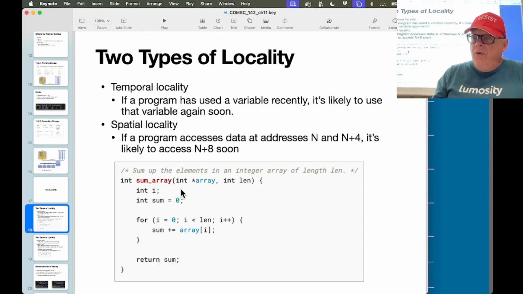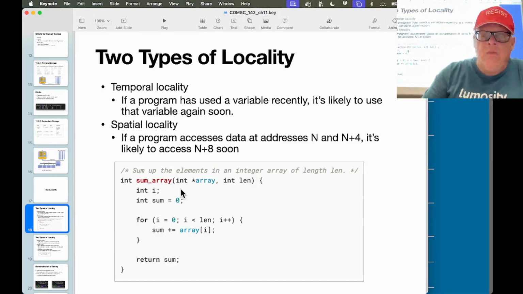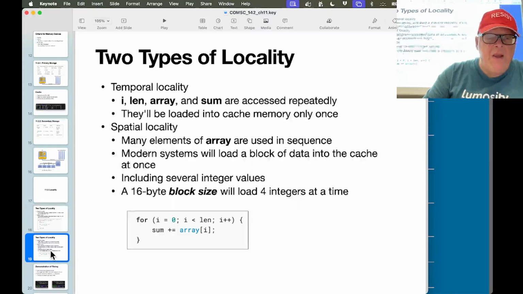Each integer is 4 bytes large. So if it starts at 10,000, the first 4 bytes at 10,000 store one, then 10,004 is the next one, 10,008 is the next one, and so on. So it'd be very efficient to just read a bunch of that memory right in order all at once. That's the issue. All right.